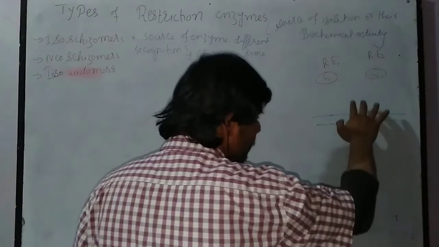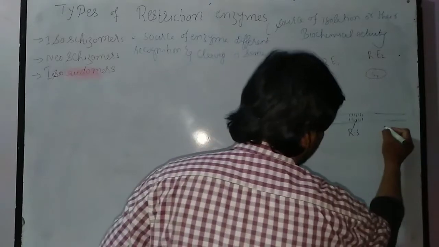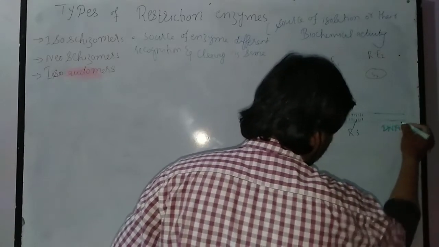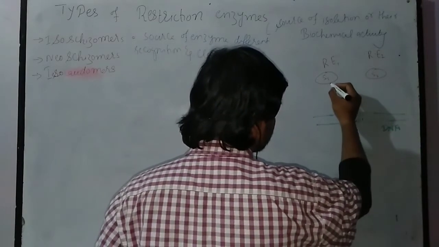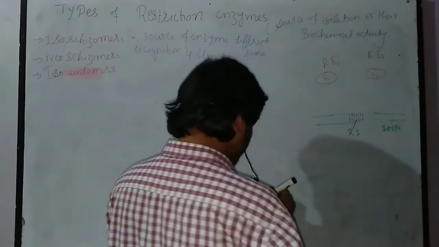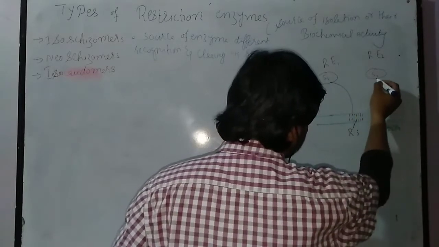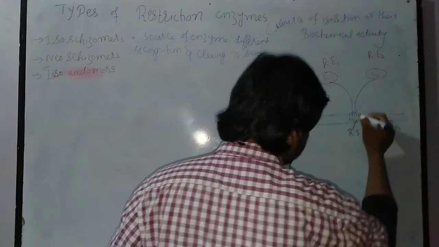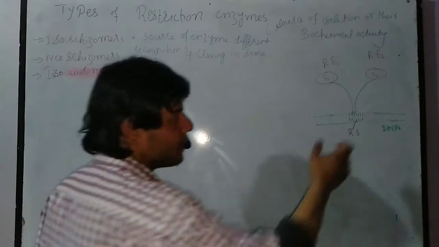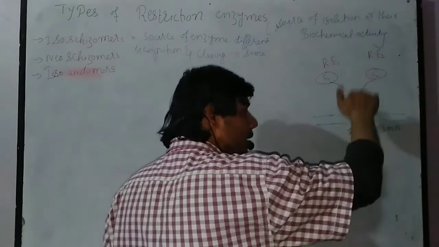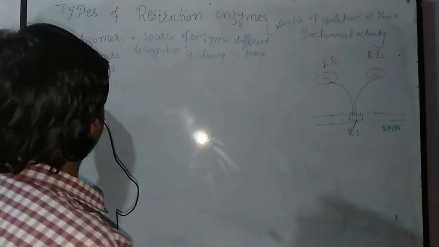So they will recognize the DNA molecule. This is the DNA molecule. Now these restriction enzymes have the same recognition site as well as digestion. So let's suppose both have the same recognition, as you can see. So they will recognize that specific area, and when they digest the same area where they recognize, and make a cleavage at that specific point, these sources of enzyme are called isoschizomer.